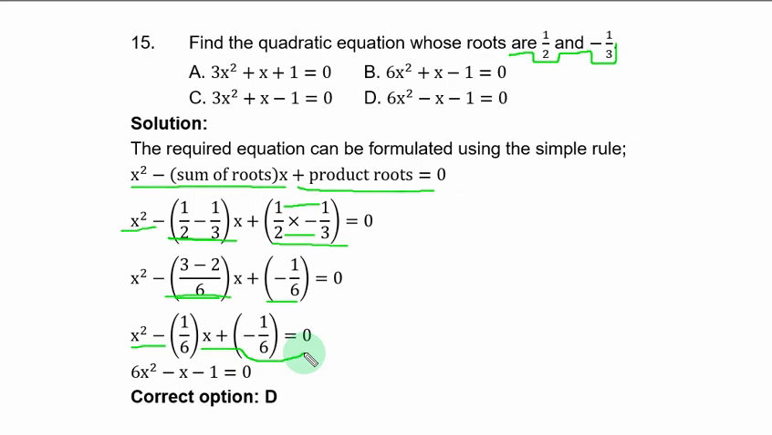Here we open the brackets, at the same time multiply through by 6 to clear fractions. So you have 6 times s squared, you have 6s squared. You multiply this term by 6, you are left with 1 times s, that is s. Plus times minus is minus. You multiply through by 6, you have 1 remaining. So the required equation is 6s squared minus s minus 1 equal to 0. D is the correct option.